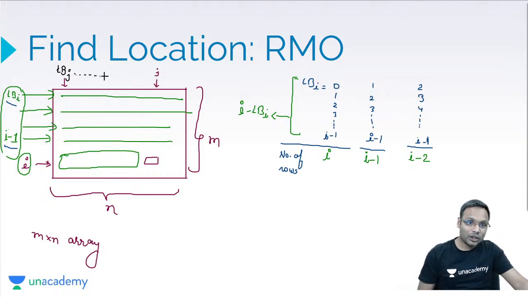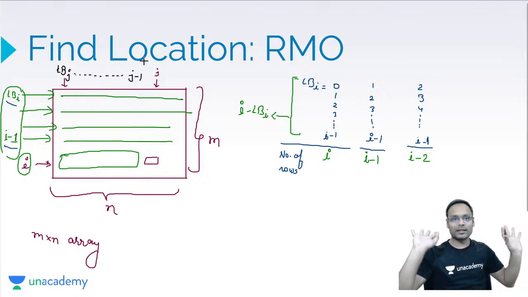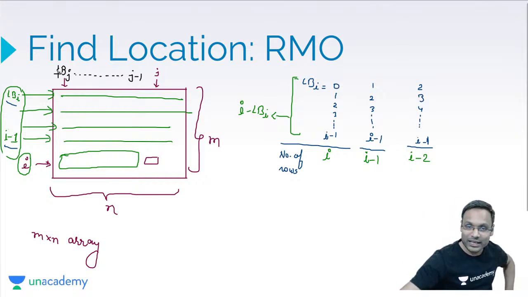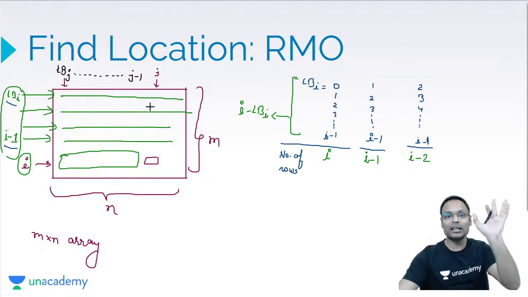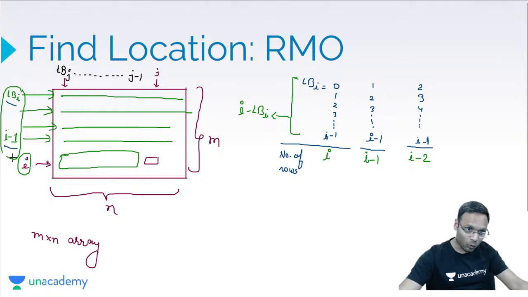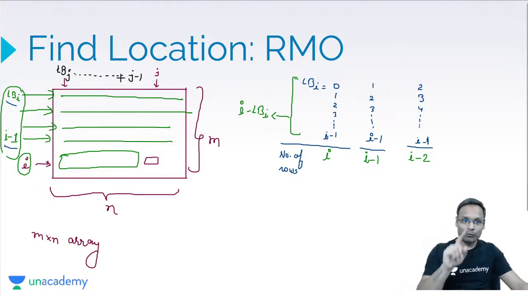From there up to j minus 1 index, these many elements are there. So lower bound of j is, let's say, 0, 0, 1, 2, 3 up to j minus 1. These many elements are there within the ith row. Now from lower bound of j to j minus 1, how many elements are there? That is j minus lower bound.